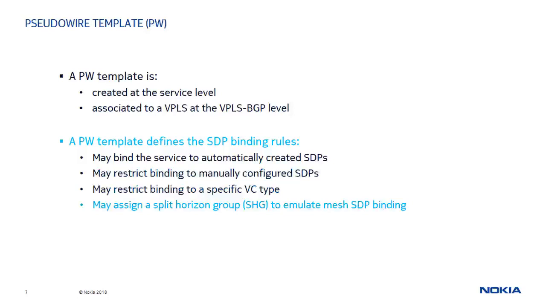Pseudowire templates may also assign a split horizon group to the bound SDP, allowing emulation of mesh SDP binding behavior, whereas the absence of a split horizon group allows emulation of a spoke SDP binding.